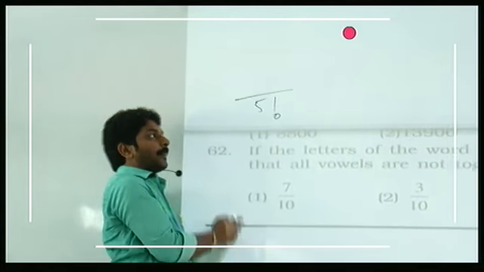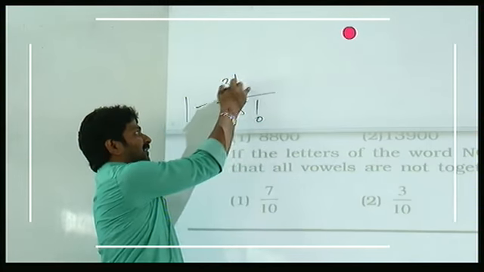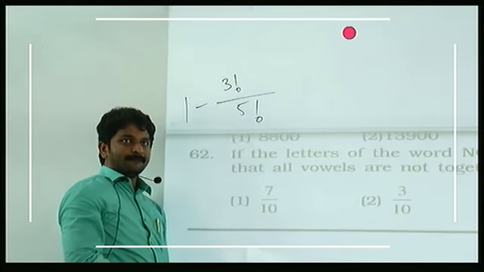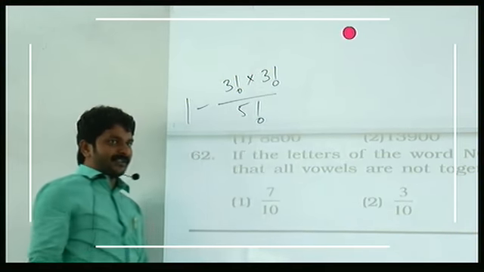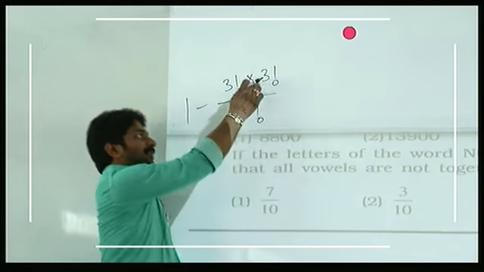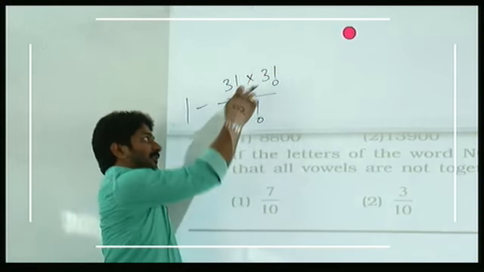Let's calculate 1 minus the vowels together case. Vowels together in the sense, keep it as a bunch. So in total you have 3 items and then 3 factorial. And then the vowels can be arranged among themselves in 3 factorial ways. After cancellation it will be 1 minus 3 into 2 by 5 into 4. 2 times, 1 minus 3/10. In that case the answer is 7/10. Don't know why 1/10 is not correct.